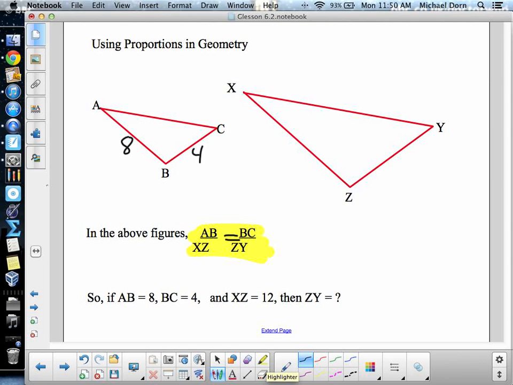BC is 4. XZ is 12. And ZY is question mark. Oh, there's my question mark right there. Gee, how are we going to do it?